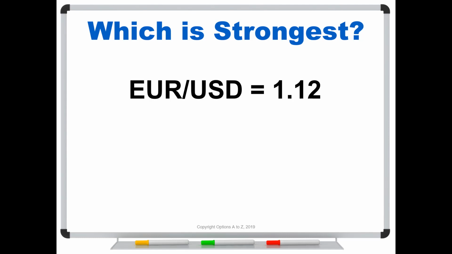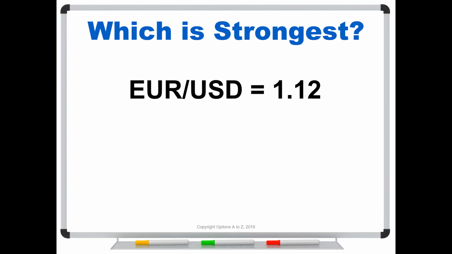But take a look at what the quote is telling you now. We here in the US have to pay $1.12 just to get 1 euro. We have to pay more for 1 unit of their currency. So the euro is stronger than the dollar.